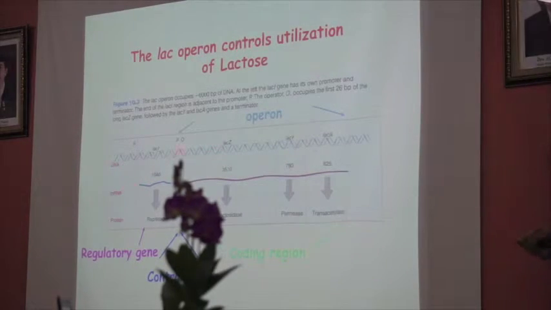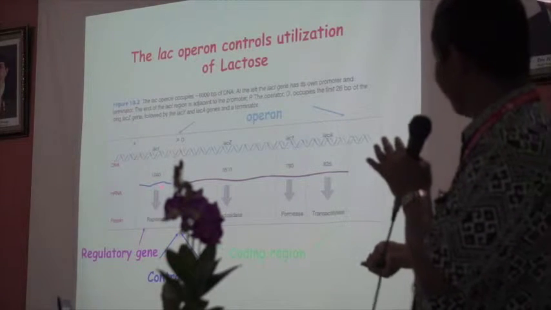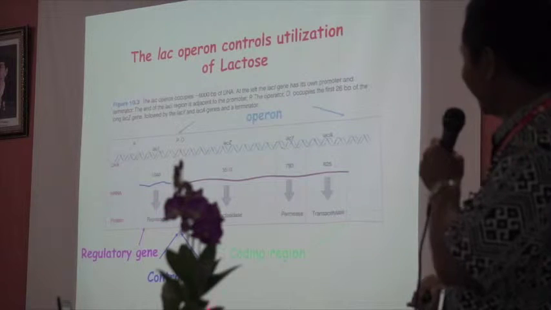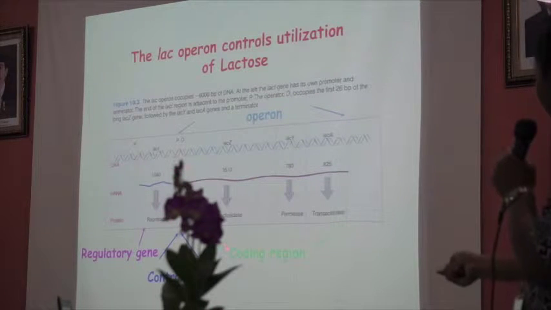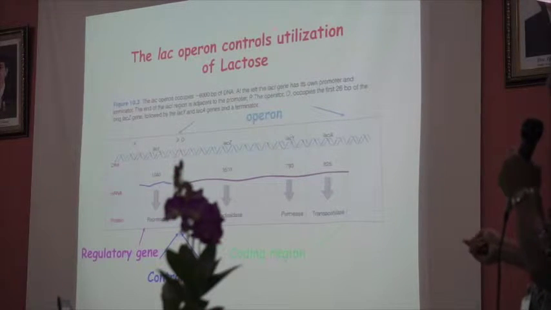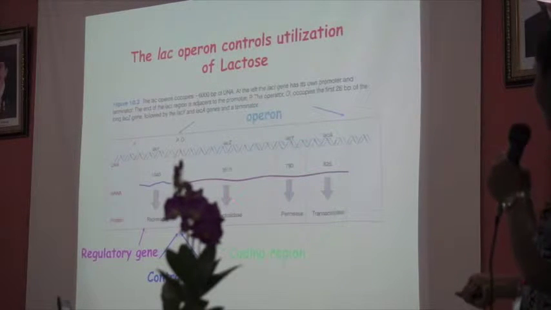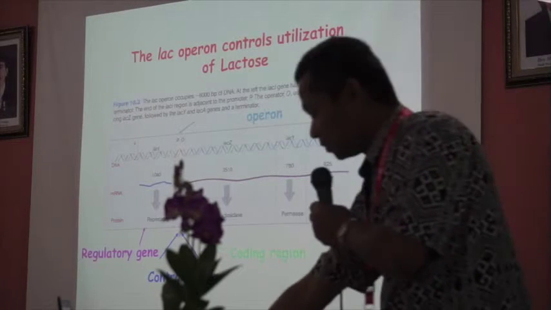In front of the promoter region of this operon there is another gene, lacI, and this lacI acts as a regulator. This lacI will regulate the expression of the three other genes here. This is the regulatory gene, then the control region, and this is the coding region. Actually, utilization of lactose involves these three kinds of genes.